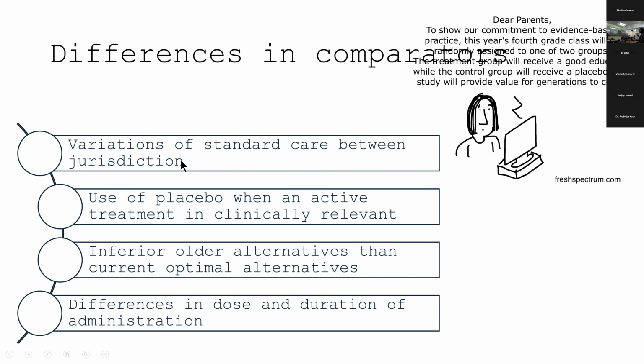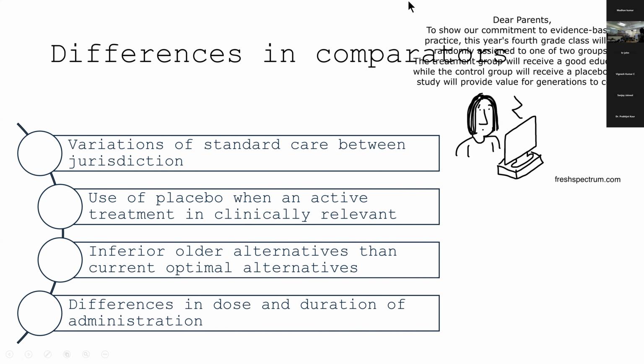Sometimes what happens is there is variation of standard care between jurisdictions. Sometimes studies use placebo when you actually have an active treatment which is clinically relevant and available. Sometimes people use older alternatives rather than current optimal alternatives. For example, looking at antihypertensive studies, many antihypertensive drug trials actually compare with atenolol.